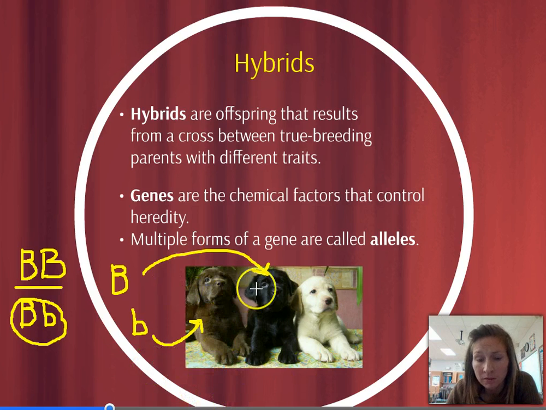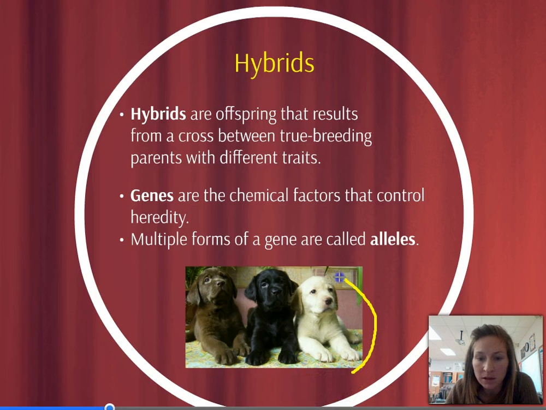Now, the brown or the chocolate lab must be little b, or carrying a brown fur allele from each parent, in order for it to be a chocolate or brown fur lab. So, sounds complex, it's okay. We're going to get a lot of practice with this.